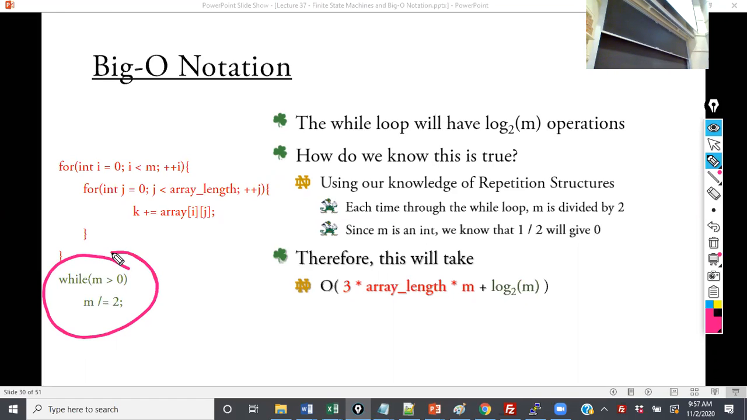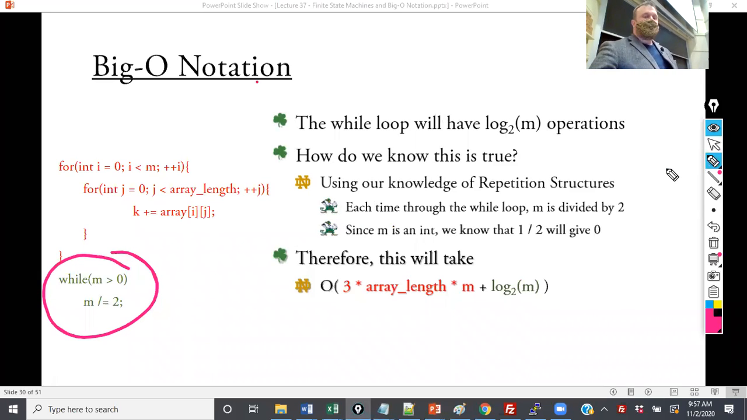So if I want to go through that, 64 divided by 2 is 32. 32 divided by 2 is 16. 16 divided by 2 is 8. And we would go through that 6 times. For 128, we would go through that 7 times.